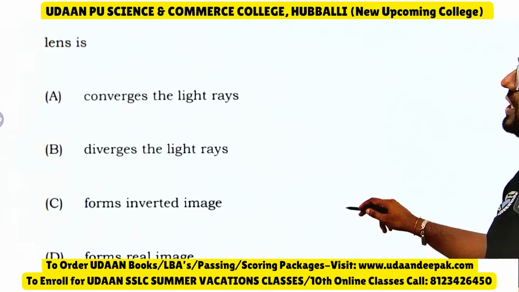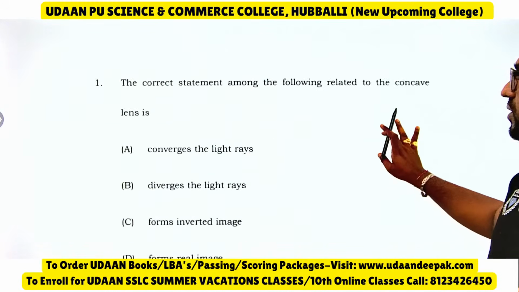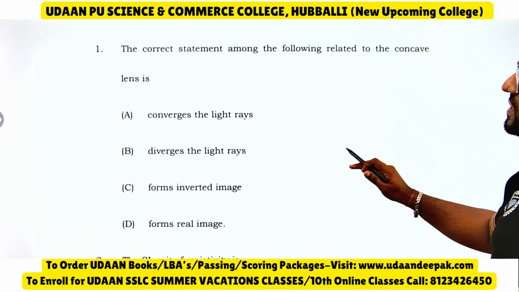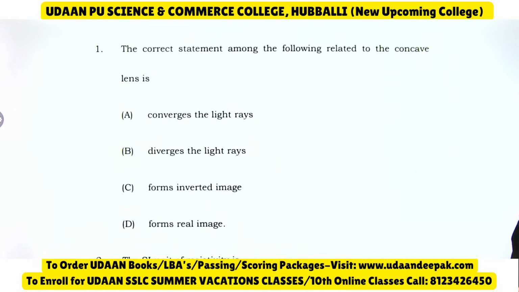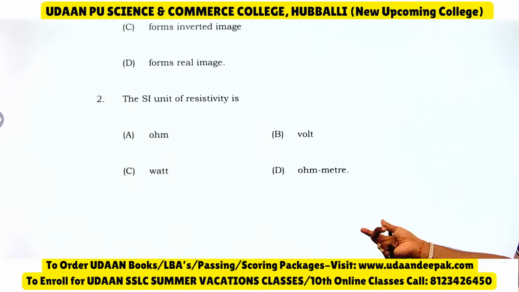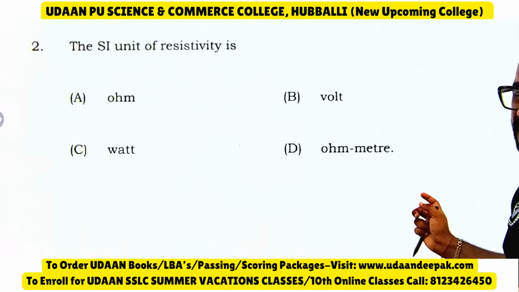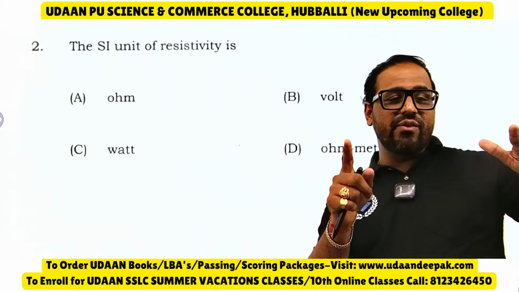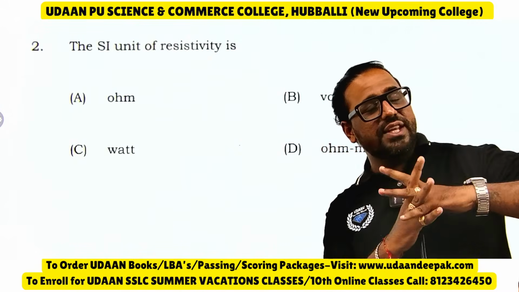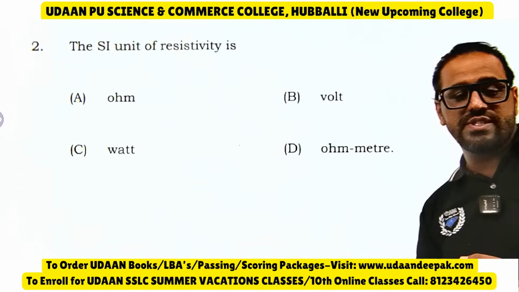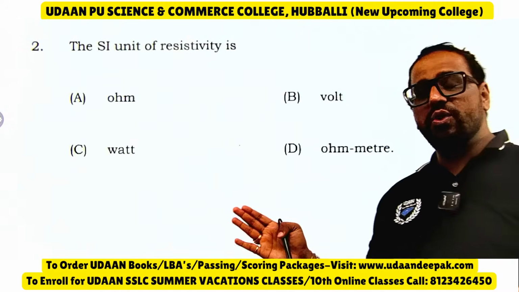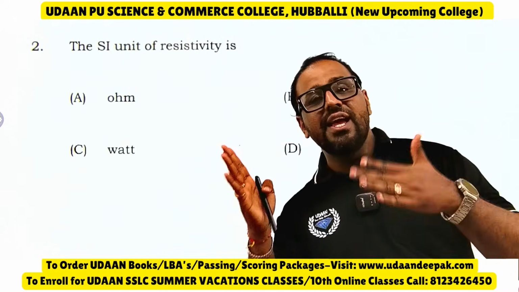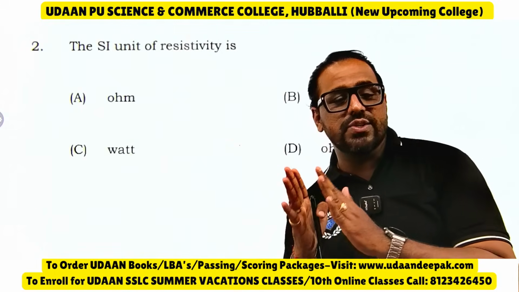Now next one, the correct statement related to concave lens, we already got to know: it diverges the light rays. The SI unit of resistivity, who will tell? Everyone has the answer in front of them. The SI unit of resistivity is what? Ohm meter. So the SI unit of resistivity is ohm meter.